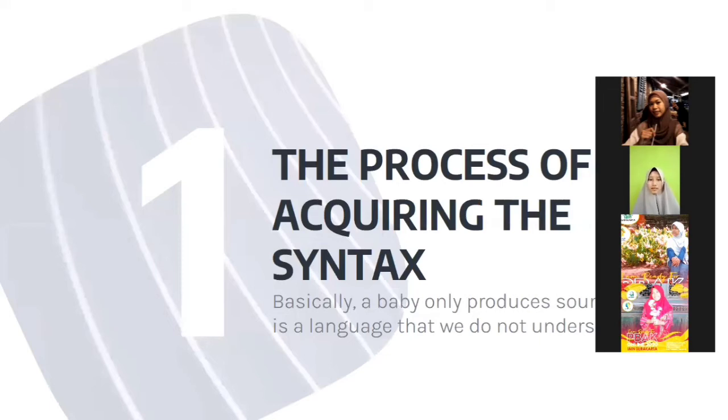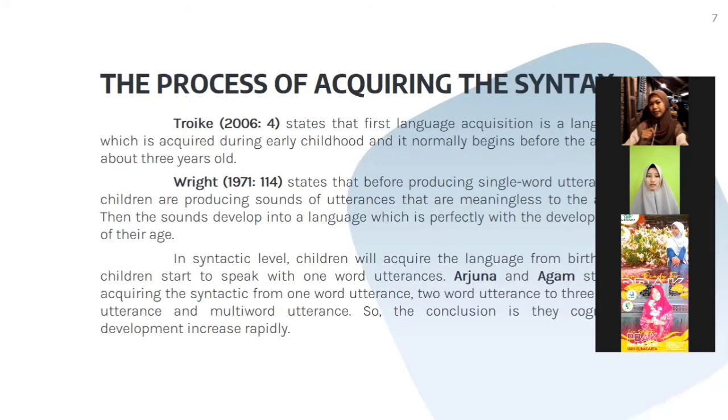One, the process of acquiring the syntax. The process of acquiring the syntax. Story states that first language acquisition is a language which is acquired during early childhood, and it normally begins before the age of about 3 years old. Wright states that before producing single word utterances, children produce sounds that are meaningless to the adult. Then the sounds develop into a language with the development of their age. At the syntactic level, children acquire the language from birth, and start to speak with one-word utterances. Arjuna and Agam started acquiring the syntax from one-word utterances to two-word utterances to three-word utterances and multi-word utterances. So the conclusion is that cognitive development increased rapidly.